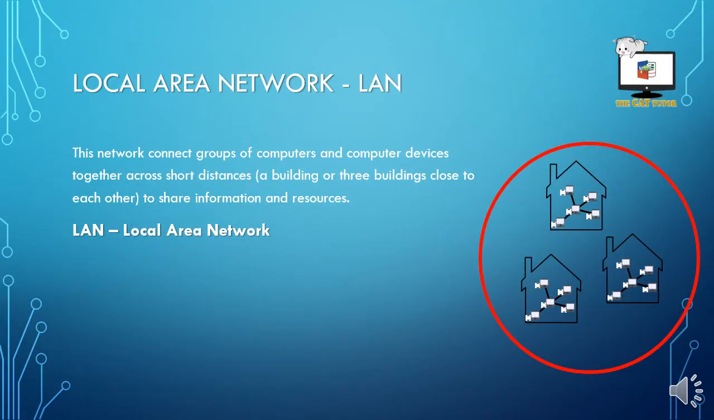Local area networks. This network connects groups of computers and computer devices together across short distances, a building or three max, close to each other, to share information and resources. Like we said, the network's purpose is to share information and resources like hardware and software. But a LAN specifically, no, it can't span 7-8 blocks, then it becomes a WAN. A LAN has a maximum of 3 buildings connected to each other, and those 3 buildings have to be right next to each other.